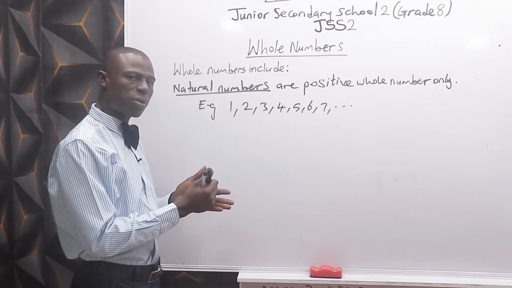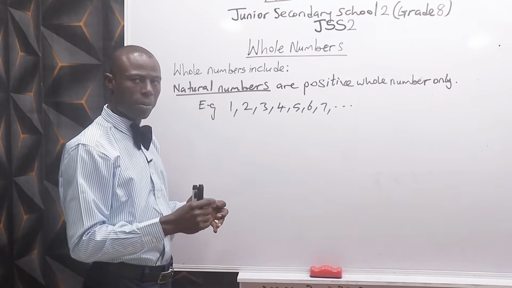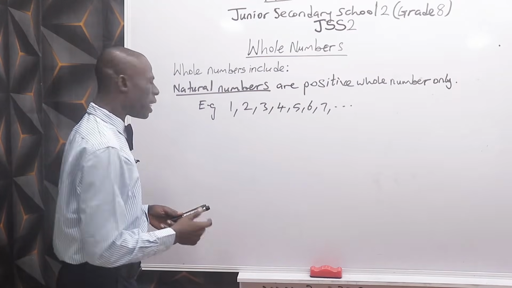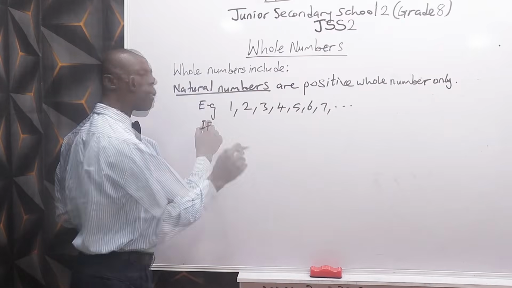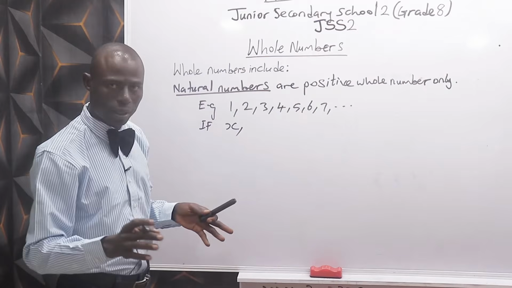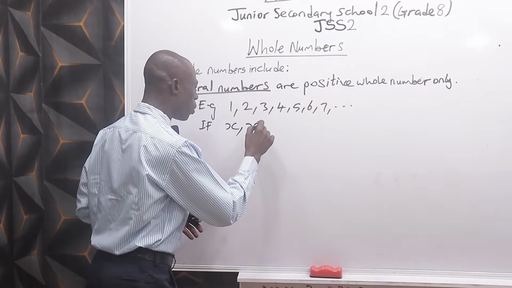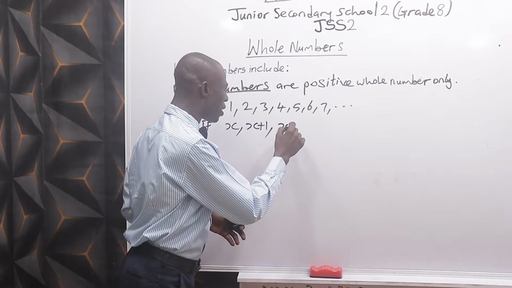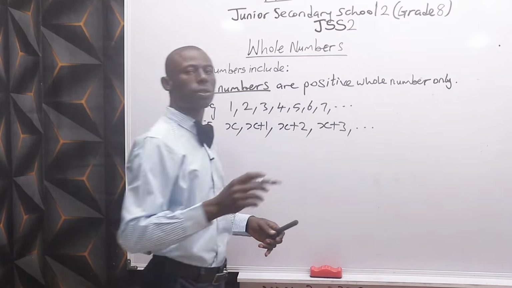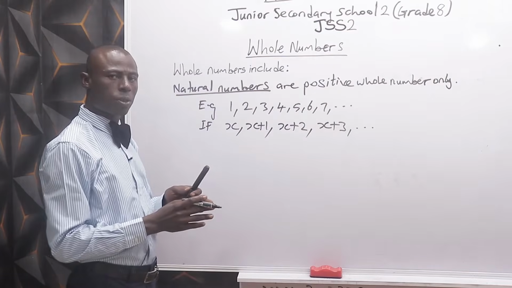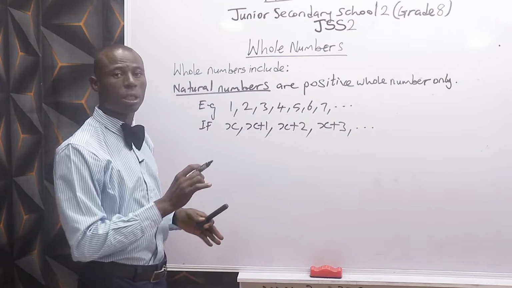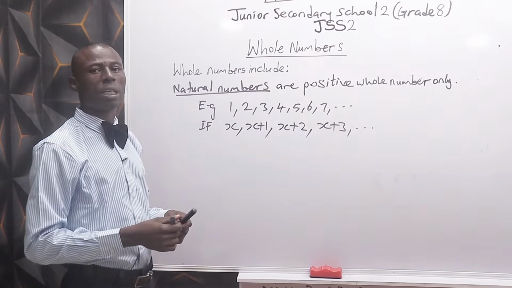So, the difference between any two consecutive natural numbers is 1. Therefore, in algebraic terms, if the first number is x and the numbers are natural, the next will be x plus 1. The next will be x plus 2, followed by x plus 3, and so forth. So, if a question comes in that regard, please note it, that is what you need to do. Let's move on to the next concept.